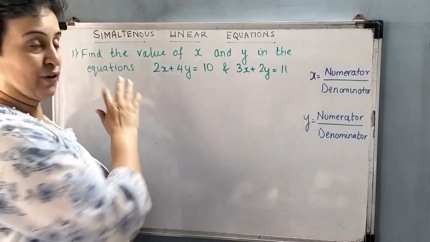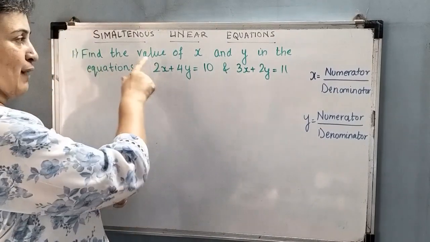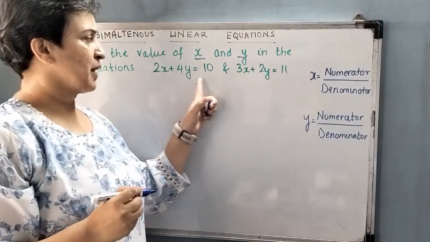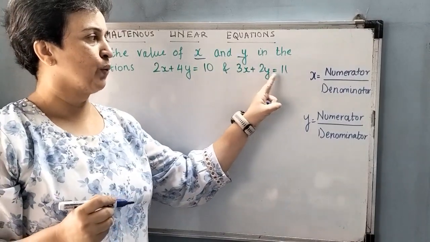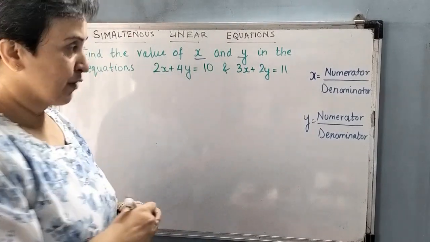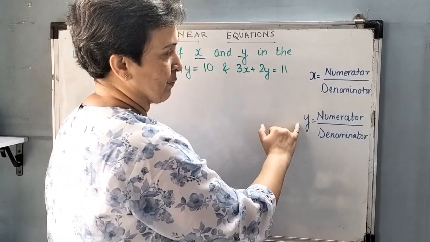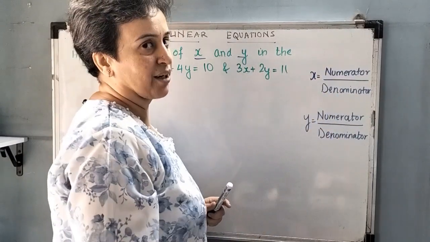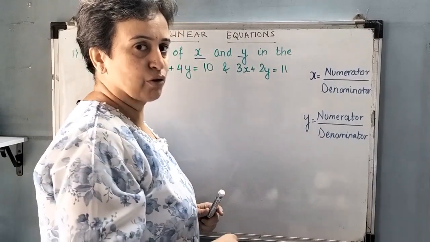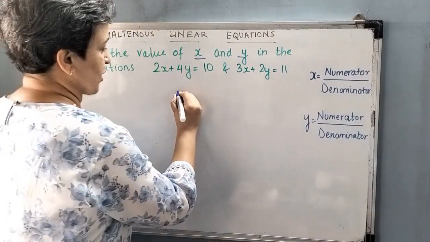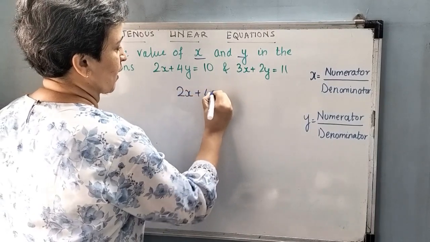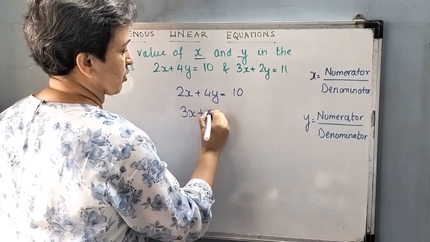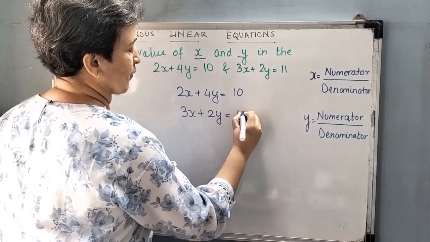So usually the question is: find the values of x and y in the equations 2x plus 4y equal to 10 and 3x plus 2y equal to 11. Now here, if you can see, we have a formula: x equal to numerator upon denominator and y equal to numerator upon denominator. So let's see how to solve this equation. Let me write it. 2x plus 4y equal to 10 and 3x plus 2y equal to 11.